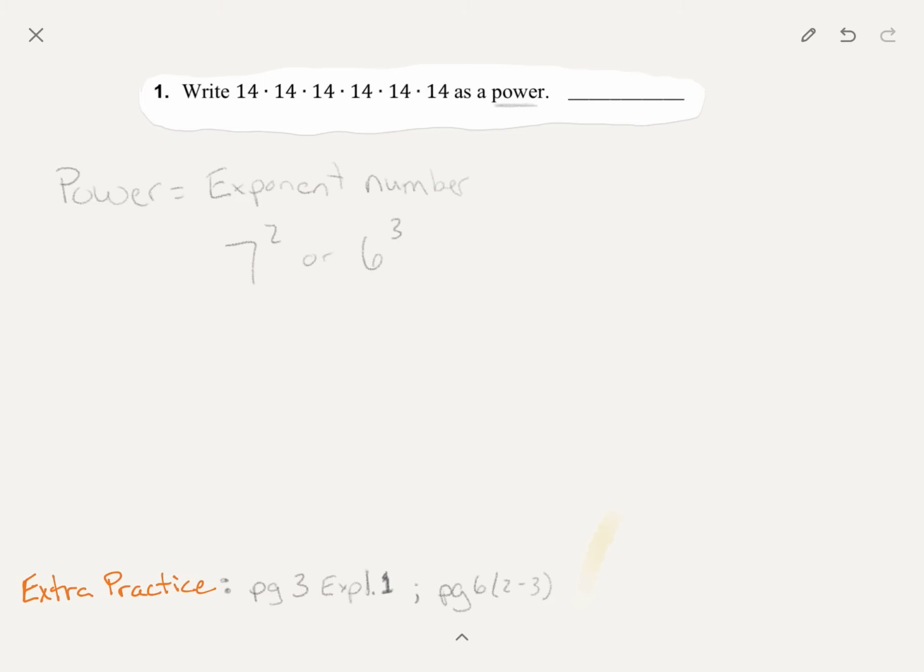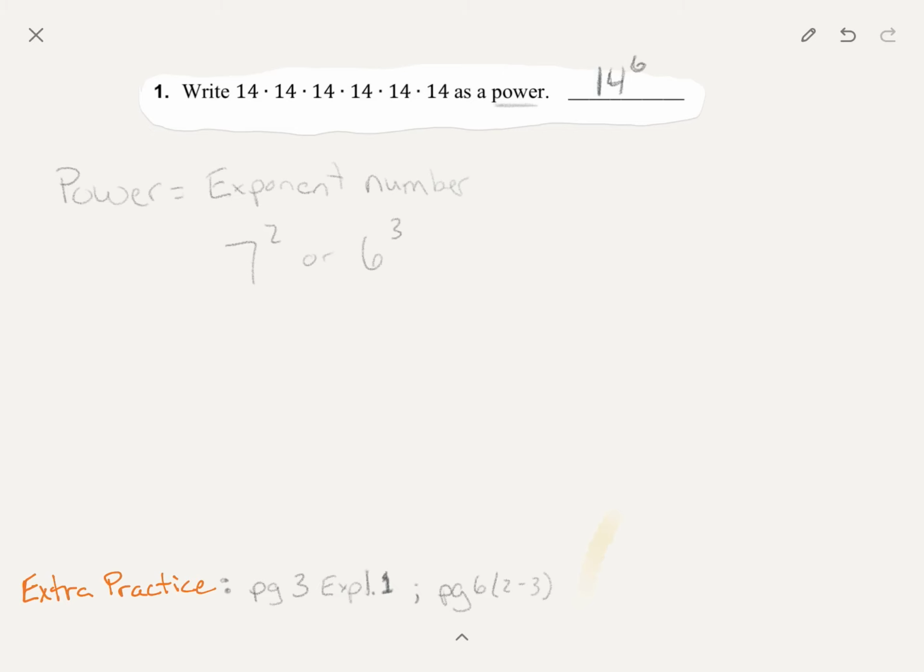So I would count the number of factors there are. 1, 2, 3, 4, 5, 6. There's 6 14s. 14 is our base number, and it's being used as a factor 6 times. So the power would be 14 to the 6th.